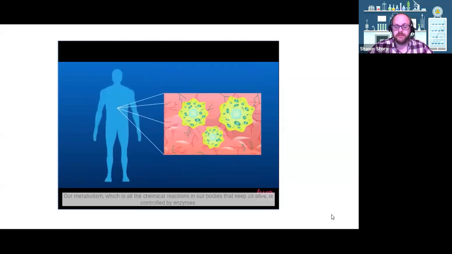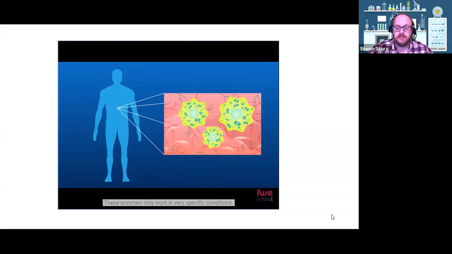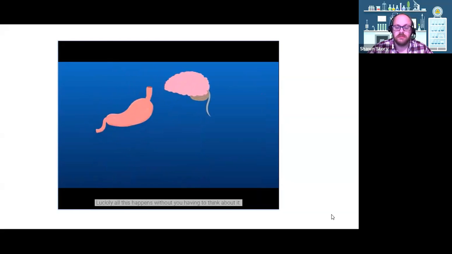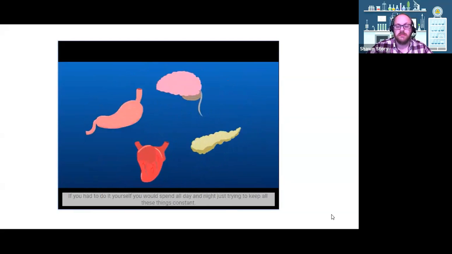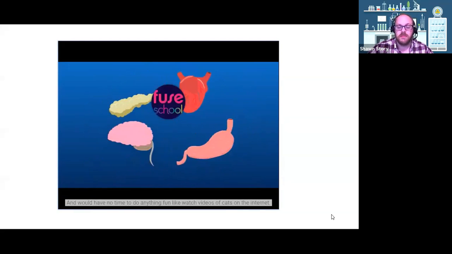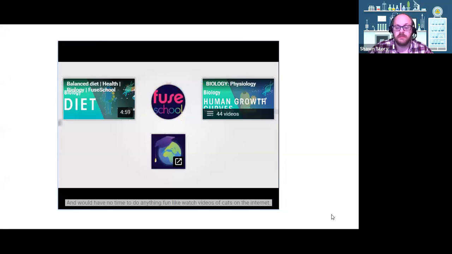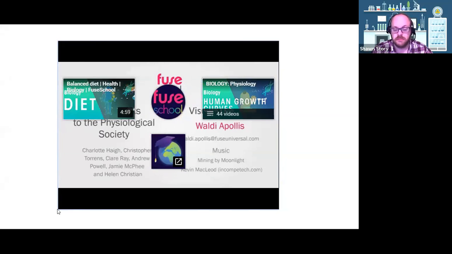So why is homeostasis so important? Our metabolism, which is all the chemical reactions in our bodies that keep us alive, is controlled by enzymes. These enzymes only work in very specific conditions. If these conditions change, they could stop working and we could die. Luckily, all this happens without you having to think about it. If you had to do it yourself, you would spend all day and night just trying to keep all these things constant and would have no time to do anything fun like watch videos of cats on the internet.